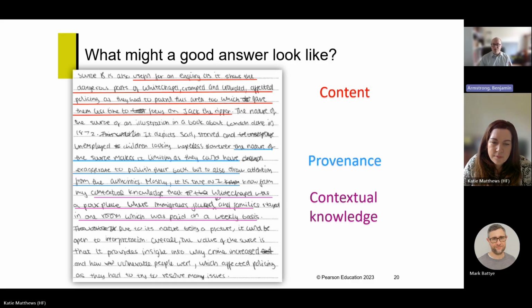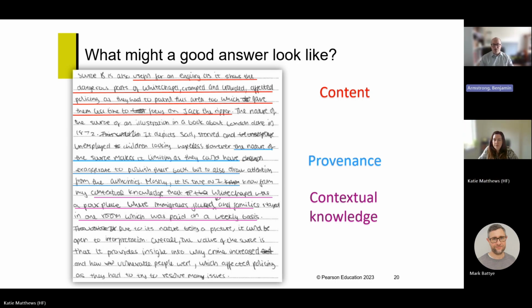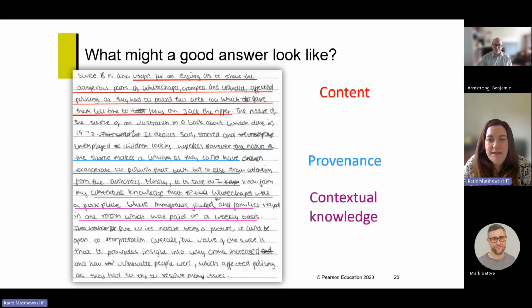They haven't done, for example, content lots of times or provenance lots of times. They've done a point on content, a point on provenance, and then used some of their contextual knowledge. Most importantly, the whole answer is related to how useful this source is. And it's like you said on the earlier question, that focus on the inquiry is really good there. And there's a really clear judgment that the student is making about how useful this source is. It's a really useful example.